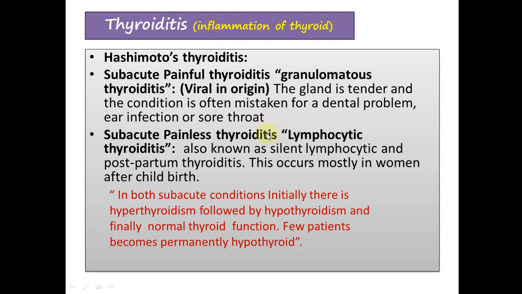The other form of inflammation of the thyroid gland is the subacute painless thyroiditis. In this viral granulomatous thyroiditis, the condition was painful, but in painless thyroiditis, also known as lymphocytic thyroiditis, this is commonly a condition that occurs in a female after she has given birth to a child. And mostly in the thyroid gland, there is infiltration of lymphocytes.